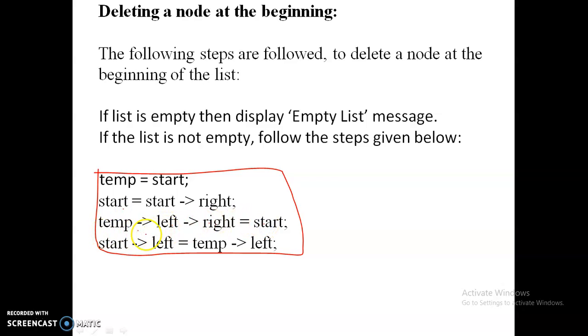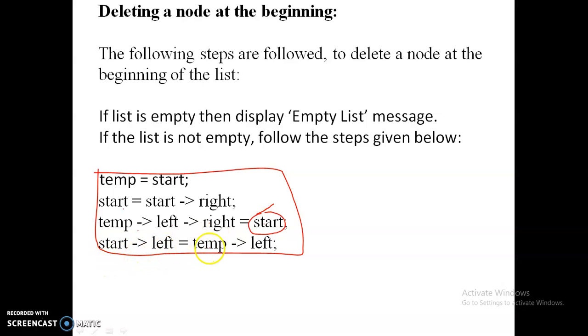Temp already has the address of the start node, so its left is its previous node. That previous node's right pointer, which is now pointing to our starting node, is assigned the current start address. Because the start address has changed, we need to change the last node's next to the current starting node. So last node right is our current starting node.